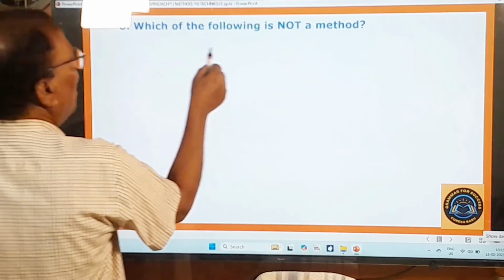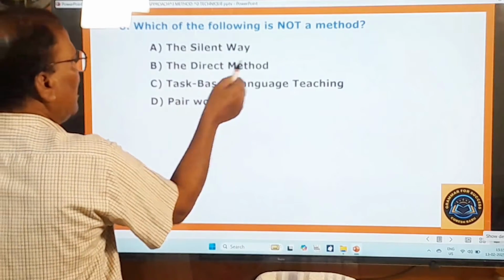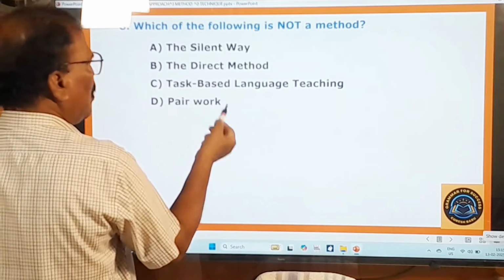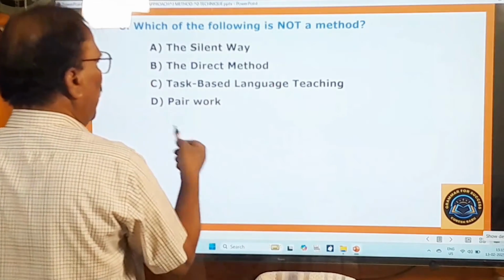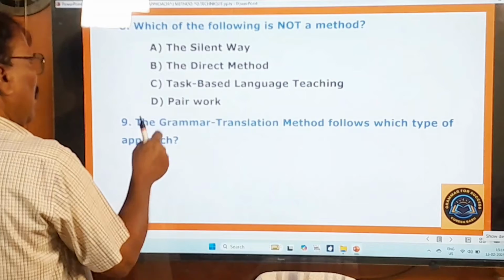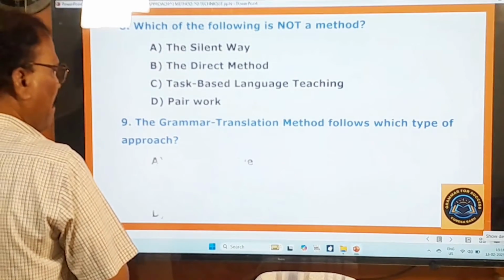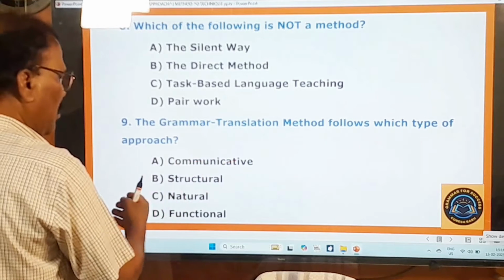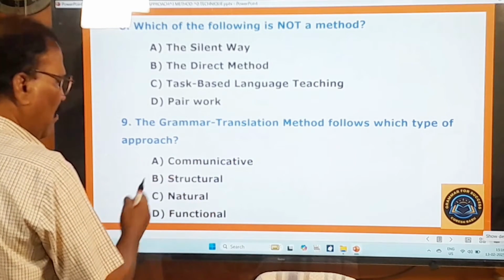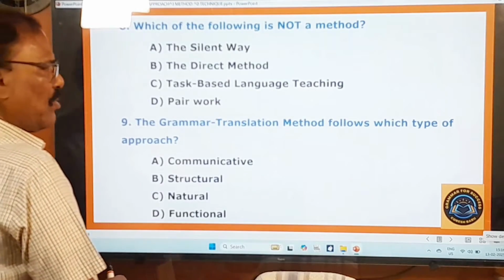Eighth question. Which of the following is not a method? The silent way, the direct method, task-based language teaching, pair work. Ninth question. The grammar translation method follows which type of approach? Communicative, structural, natural, functional. You go to other questions.